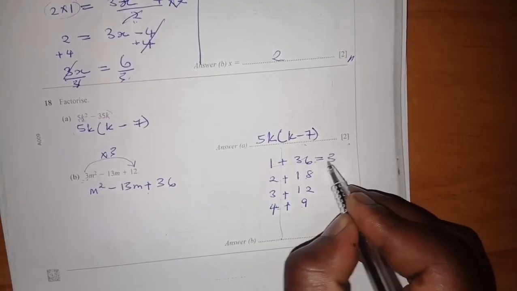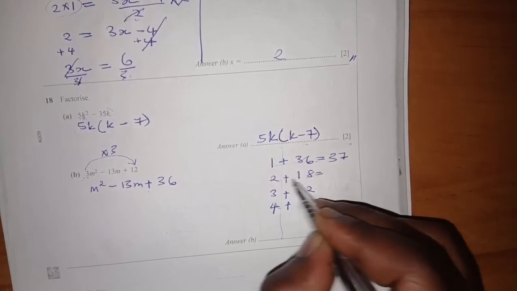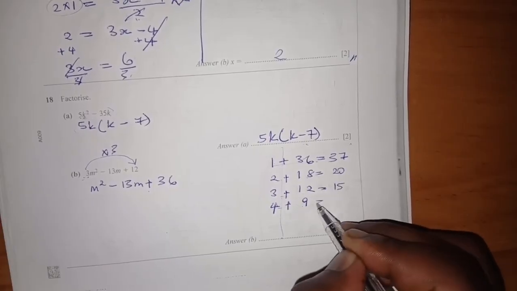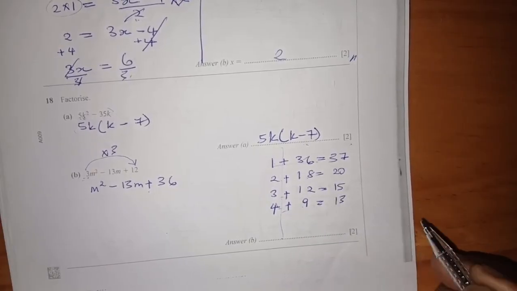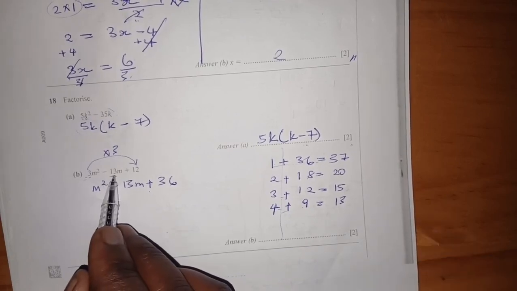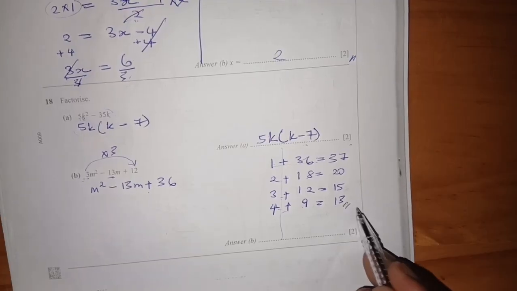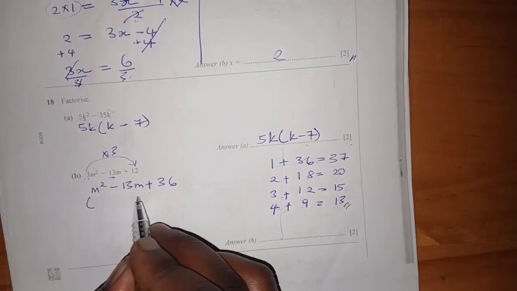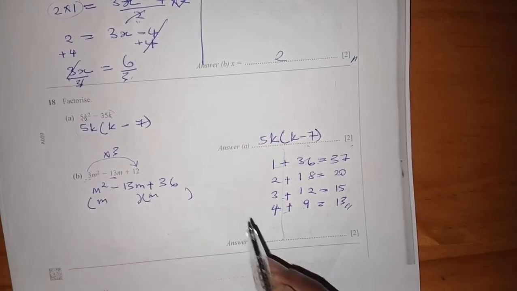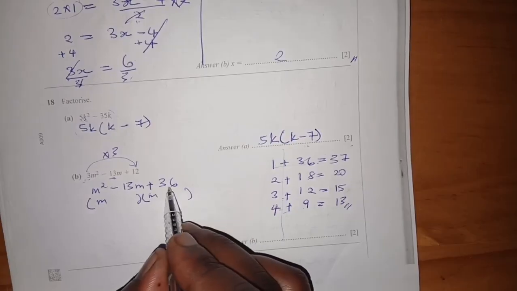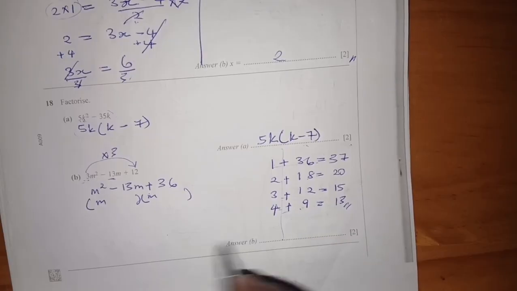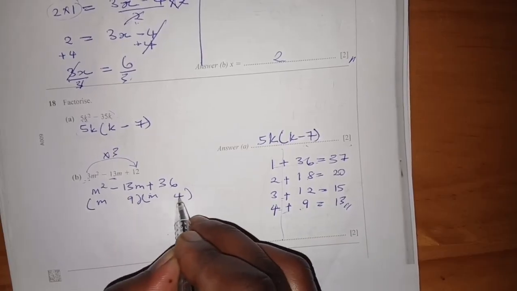What's the answer here? This one is giving me 37. What's the answer here? This is giving me 20. This is giving me 15. This is giving me 13. So we want something that gives us this answer. 13, it's this guy here. Remember, 2 brackets, factors of m squared, it's m times m. So the factors of 36 that add up to 13 are 9 and 4.